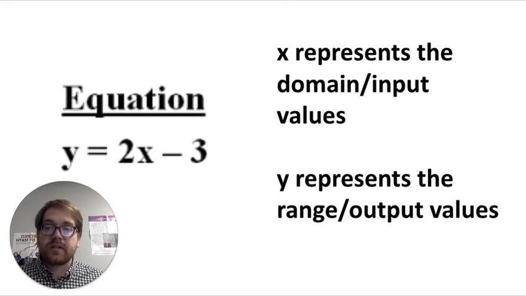If you remember, functions can be written in multiple ways, and one of the most common ways that we write and see functions is as equations, like this one here, y equals 2x minus 3, where x represents the domain or the input values, the numbers that are going into the function, and y is representing the range or the output values, what we're getting out of it after it does its function, in this case 2x minus 3. So we'll be looking at how we understand what the domain and range is of this type of function, and then how we find the range when given certain domain values.